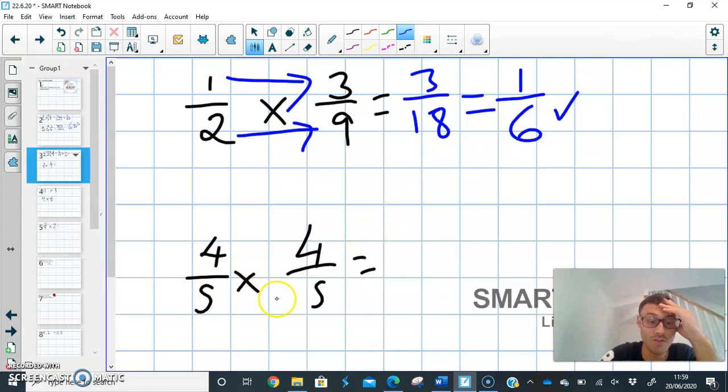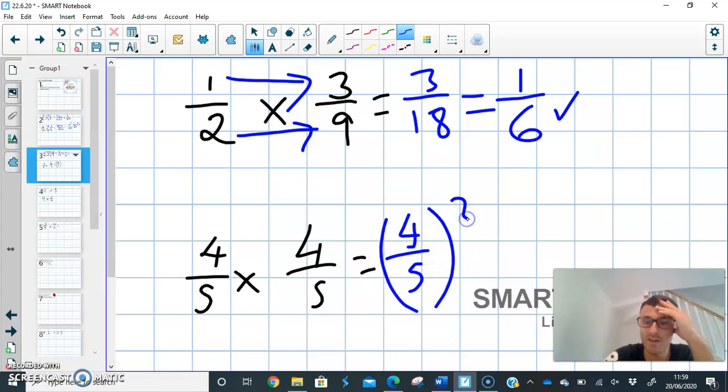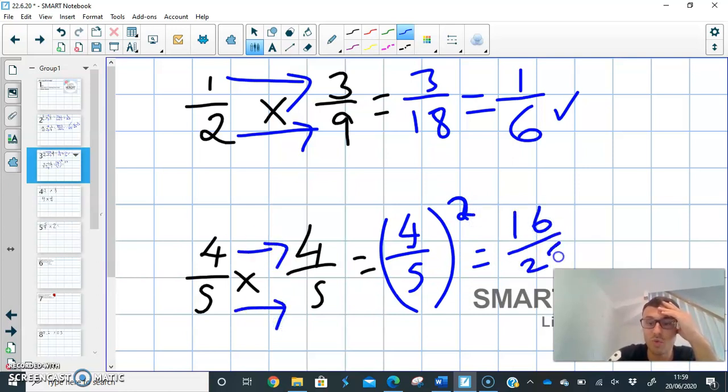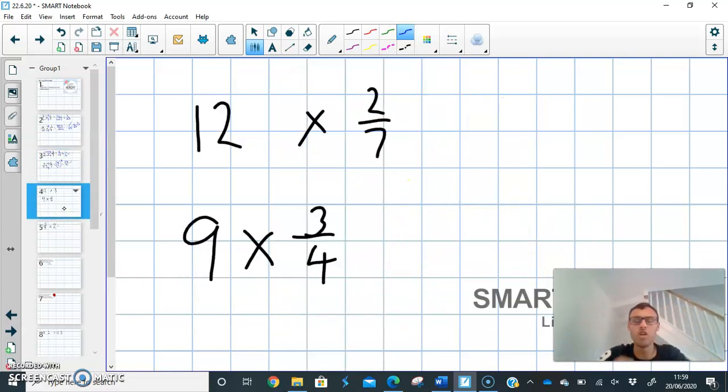And then 4/5 times 4/5. So if I'm timesing the same thing by itself, I'm basically doing 4/5 squared, aren't I? Because I'm timesing it by itself. So 4 times 4, 5 times 5 is 16 over 25, and that would be my final answer.